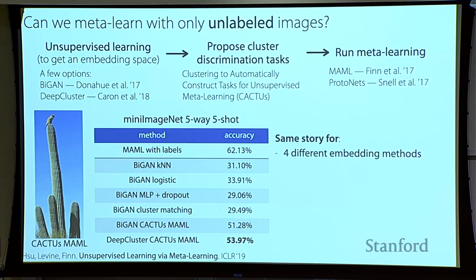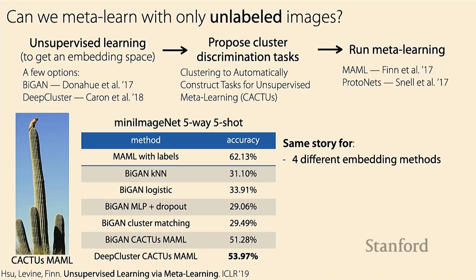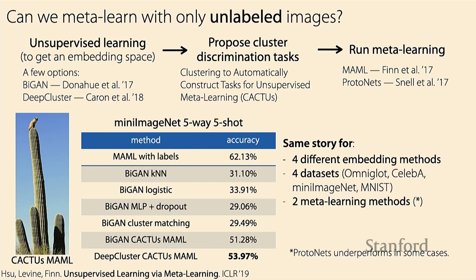These were results with MAML and mini ImageNet 5-way 5-shot, but you see a similar trend with different embedding methods, different data sets, and also with prototypical networks. Prototypical networks did underperform in some cases, but in general, they're both able to do pretty well.